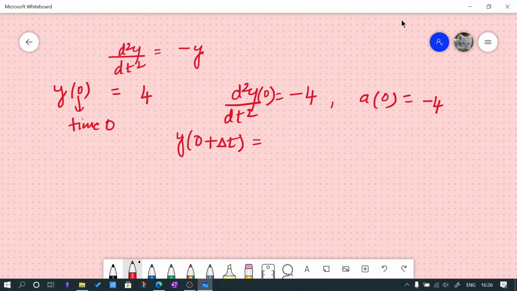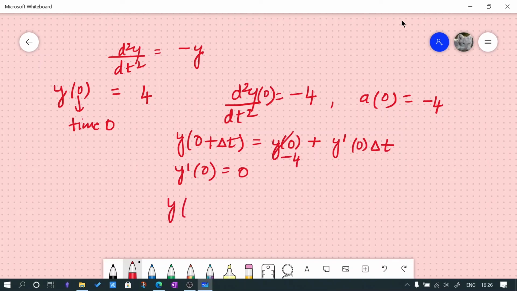So using Euler's method, this would come out to be y at 0 plus y dash 0 times delta t. What is y dash 0? y dash 0 is equal to 0 because the initial velocity of the block is 0. So at a small time delta t, y is still minus 4.